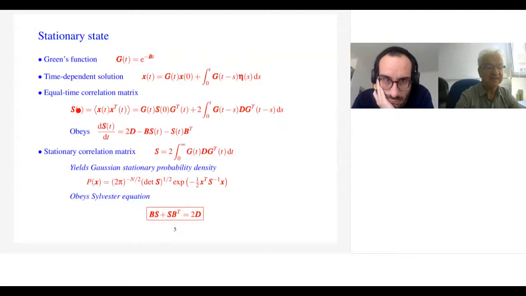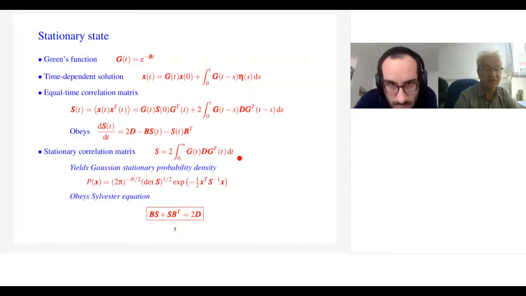What's interesting to notice is that this structure matrix itself obeys an evolution equation, which is deterministic and which has that form: dS/dt is 2D minus BS minus SB transpose. In the long time regime, the correlation matrix reaches a stationary value, which describes the unique stationary state of the problem, because in the long time regime, the initial state can be forgotten, the Green's function decays. So at stationarity, you just have a Gaussian probability density in these coordinates x, where in the weight you have the reciprocal of this covariance matrix. So if you are interested in the stationary state, you just have to work out this correlation matrix.